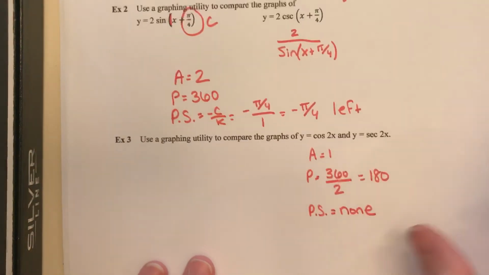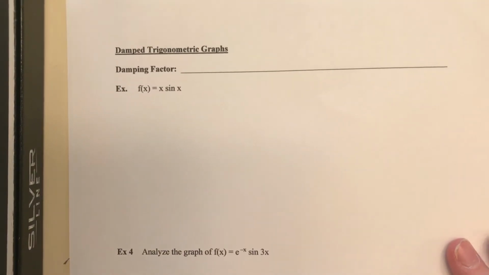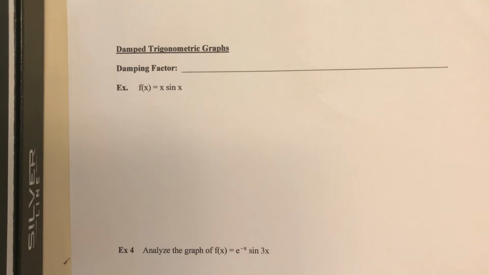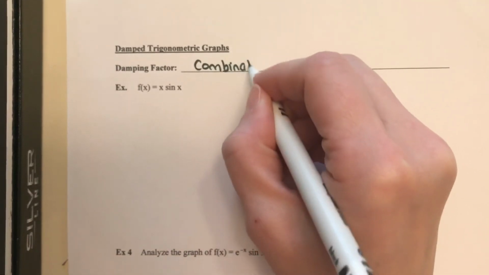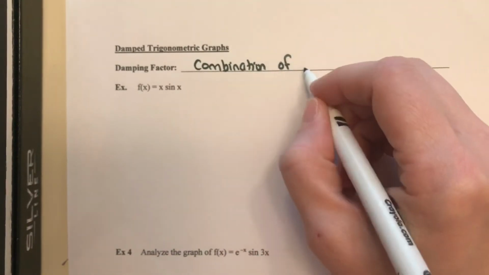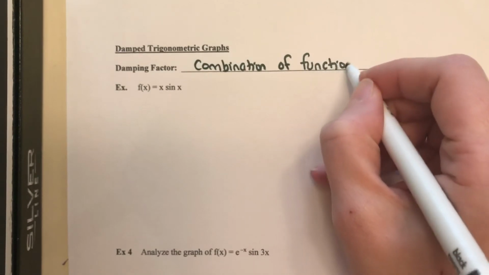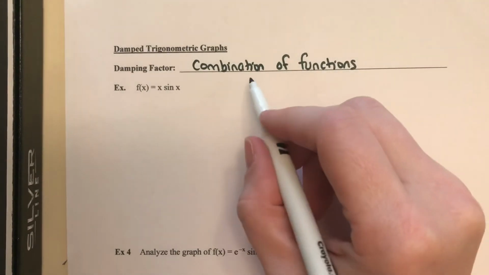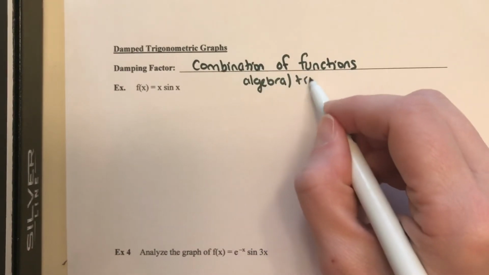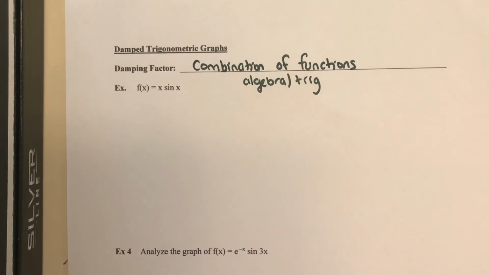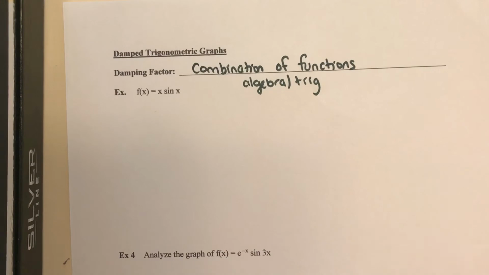Okay, so let's go to the back. We're going to look at damping functions. So these are pretty cool because the damping function is a combination of two functions put together. Typically, it could be like an algebra function with a trig function. It could be a logarithmic function with an algebra function. So you're kind of smushing two functions together.